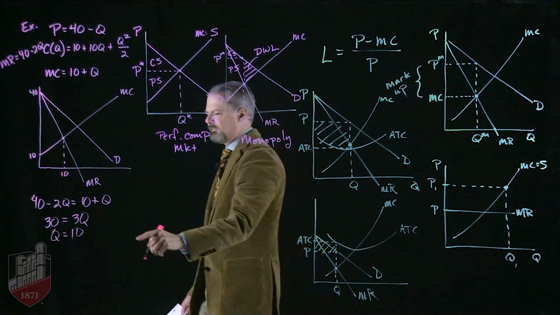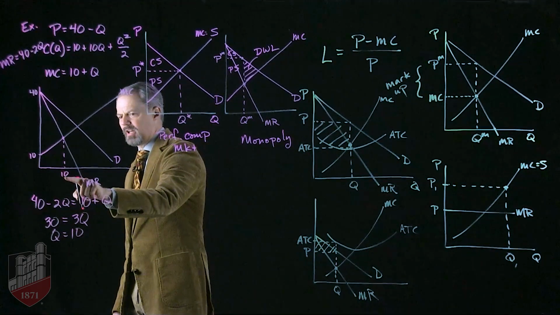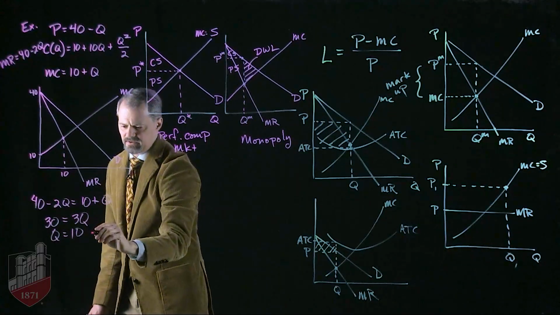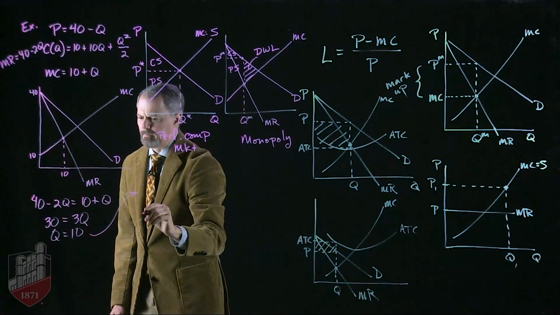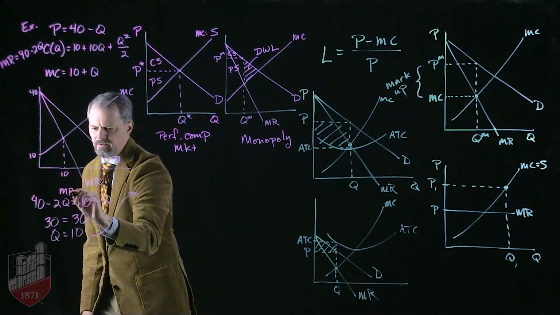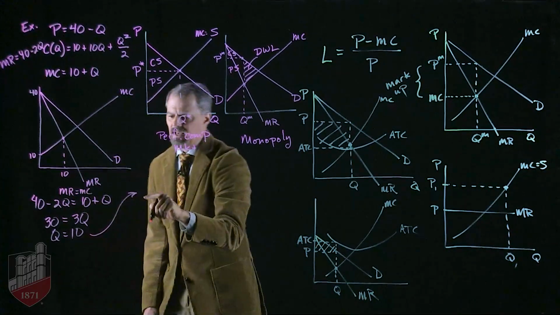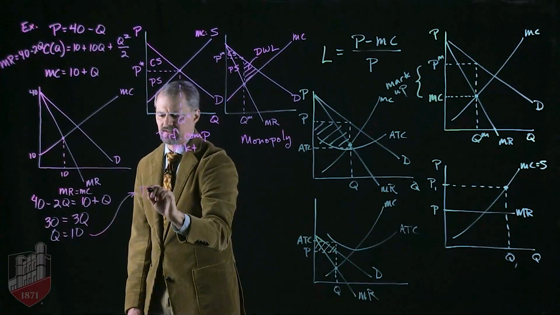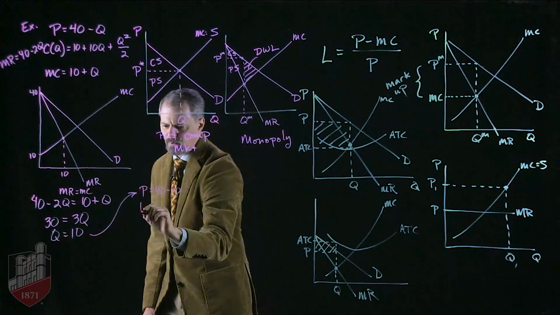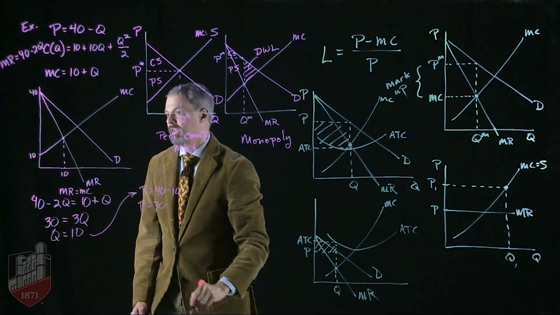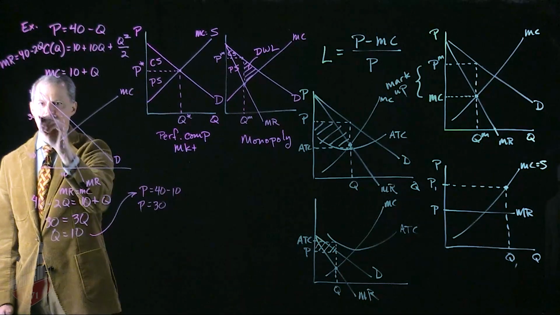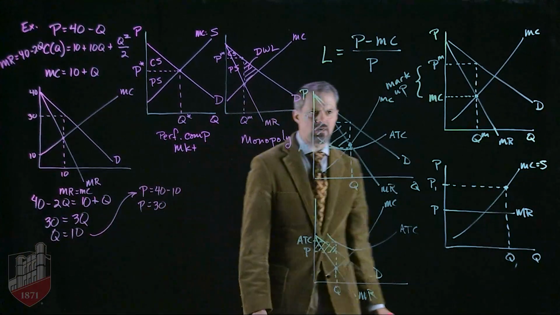And now I need to figure out the price, so I'm going to plug that quantity of 10 into my demand curve. Let's make sure we're clear on the steps I'm doing. This is marginal revenue equals marginal cost. And now I'm going to figure out the price. Price is equal to 40 minus Q, which is 10. Price equals 30. So if I go right up here, I see that there would be the optimal price for the monopoly to charge.